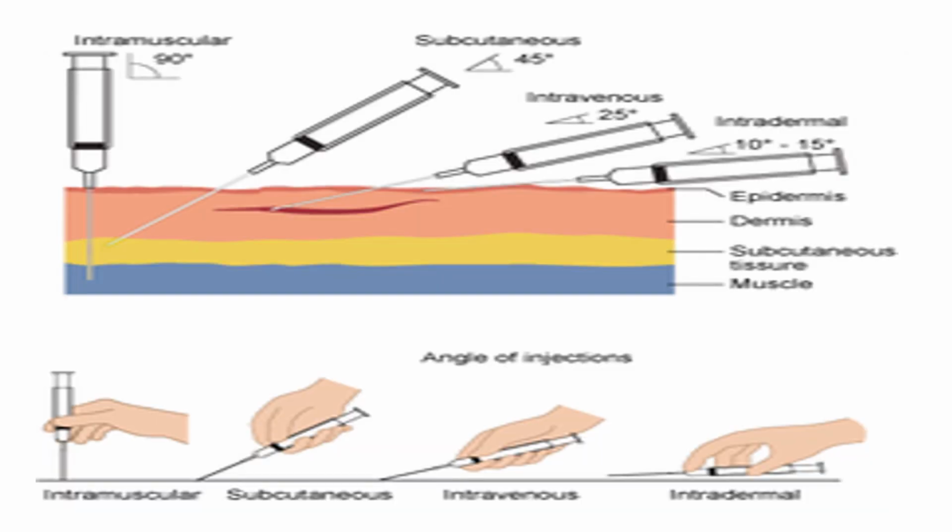This picture shows the angles while injecting different types of injections. First is intramuscular, that is injected at an angle of 90 degree to the body. Next is subcutaneous, that is injected at an angle of 45 degree into the subcutaneous tissue. And next is intravenous, that is injected at an angle of 25 degree into the vein, and intradermal at an angle of 10 to 15 degree into the dermis or skin.